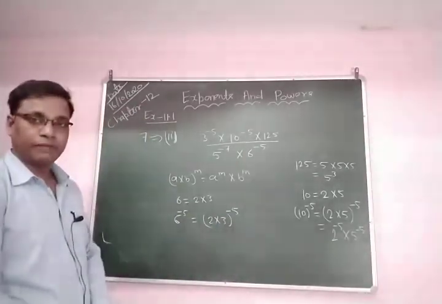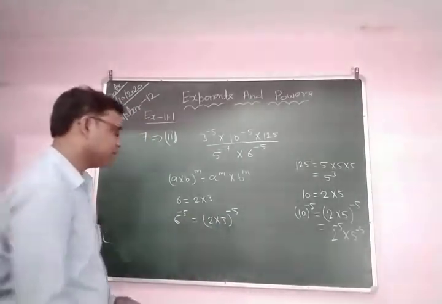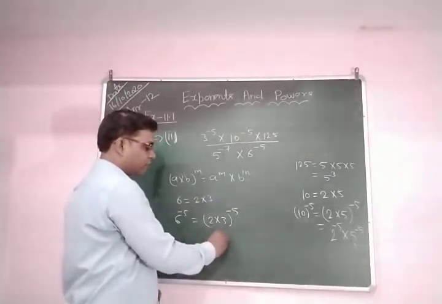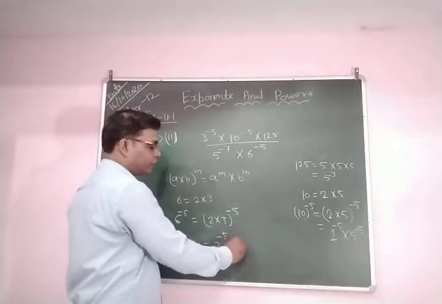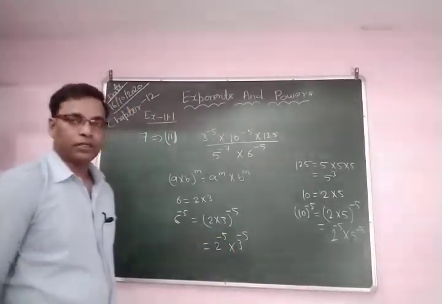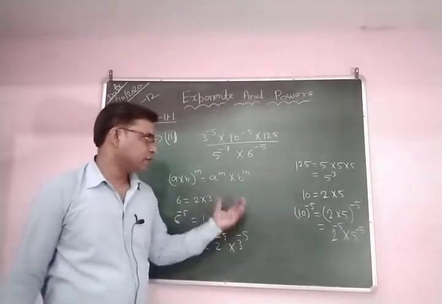2 into 3 power minus 5. So this is equal to, according to this law of exponent, you can write 2 power minus 5 into 3 power minus 5. This is clear? So I hope all of you understood this part.